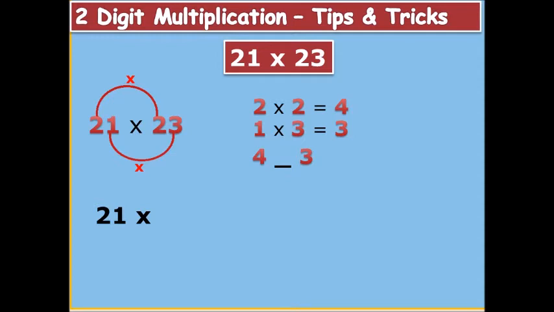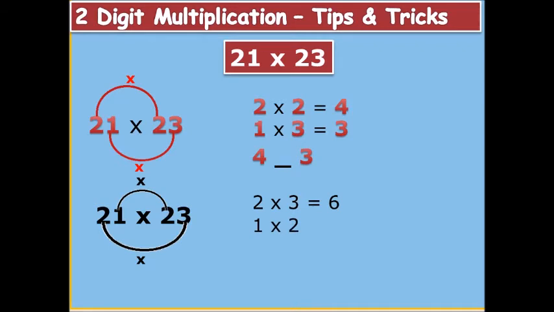You have 21 times 23. 2 times 3 equals what? 6. 2 times 3 equals 6. Then 1 times 2 equals 2.